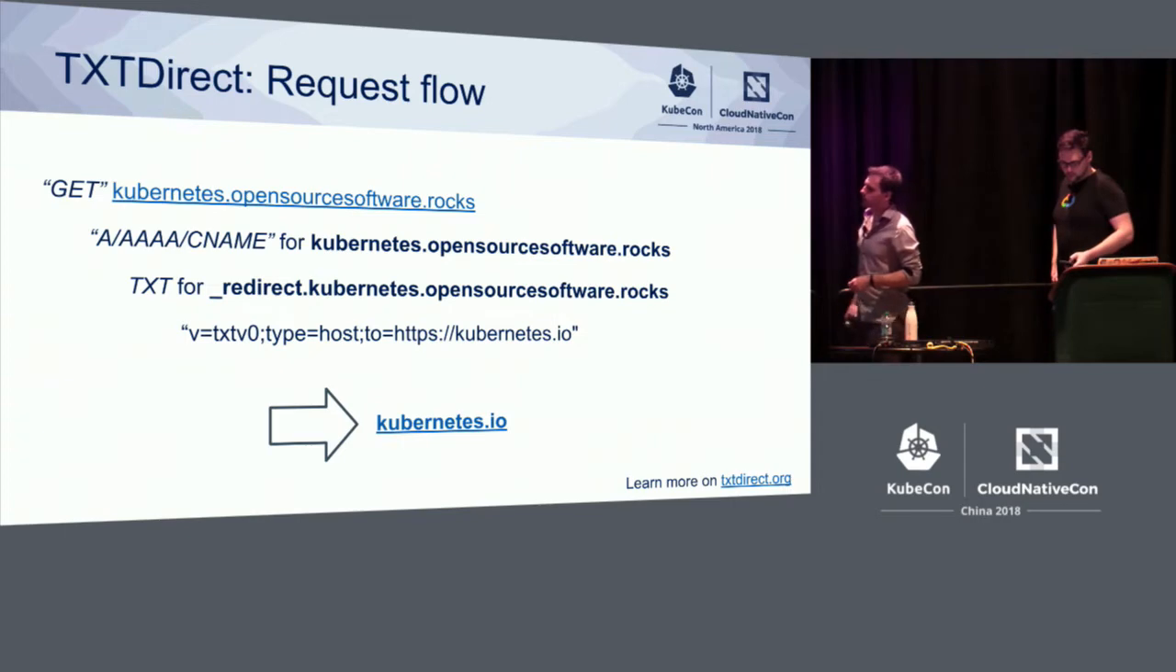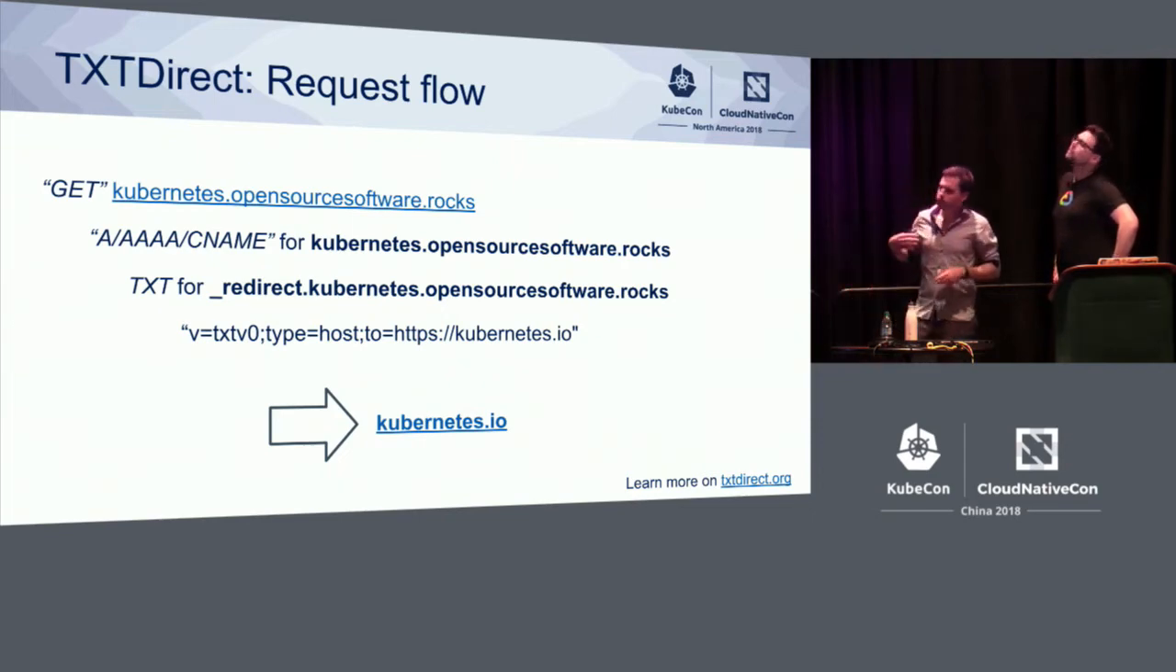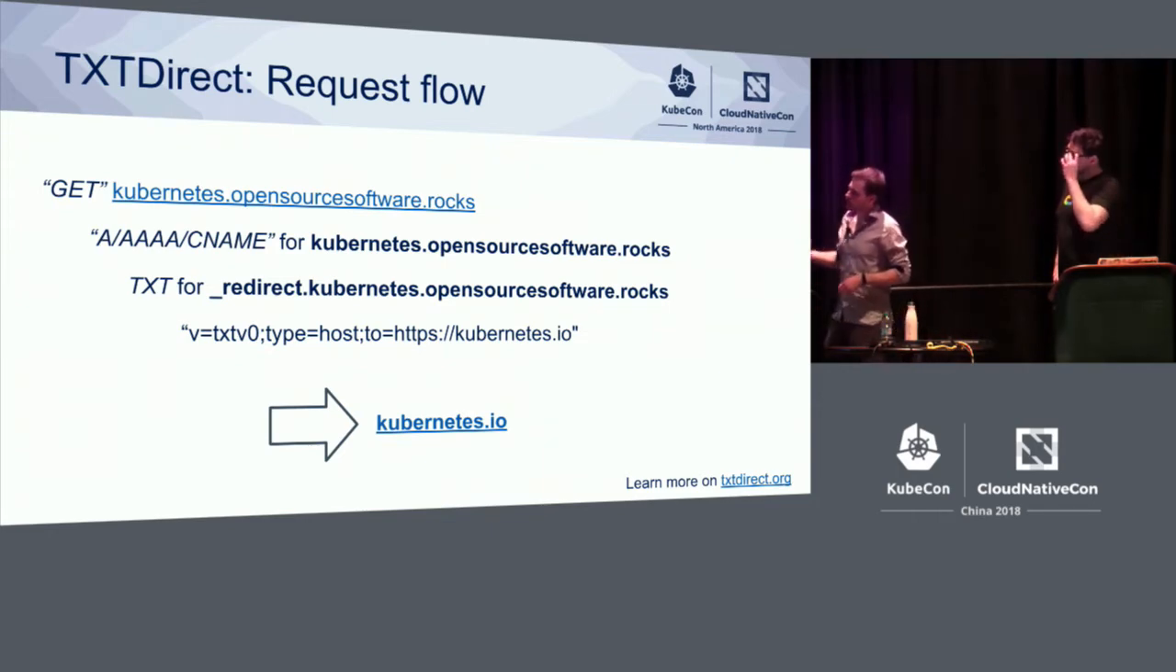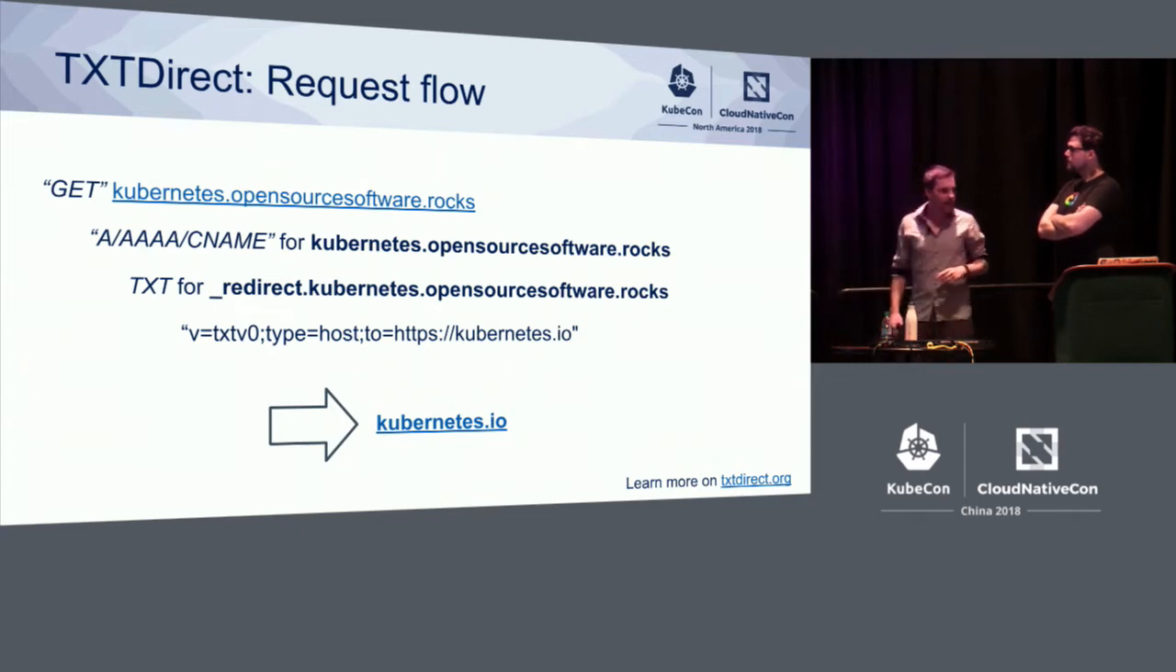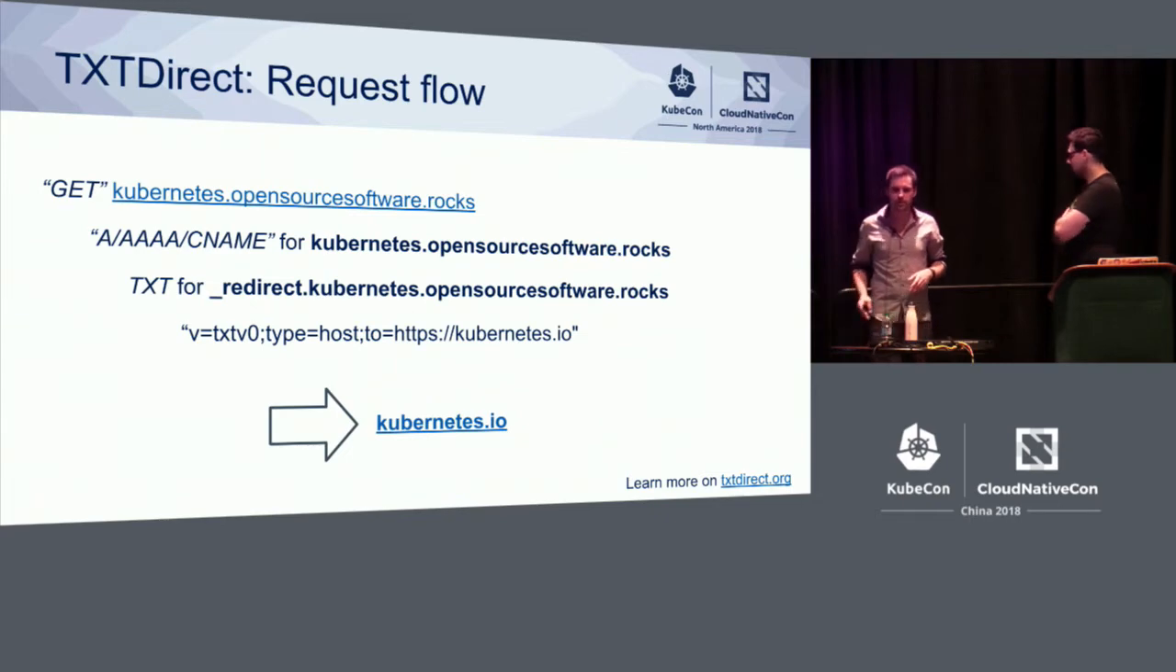So where does the data come from? It actually uses the model of the underscore, which is usually used for services, so it doesn't collide with a redirect subdomain or something. So the instance looks up a TXT record on _redirect.kubernetes.opensourcesoftware.rocks, and we see an example of how such a record would look. We have a version to make it backwards compatible, and the type, which is host. That's just the easiest type that might happen.